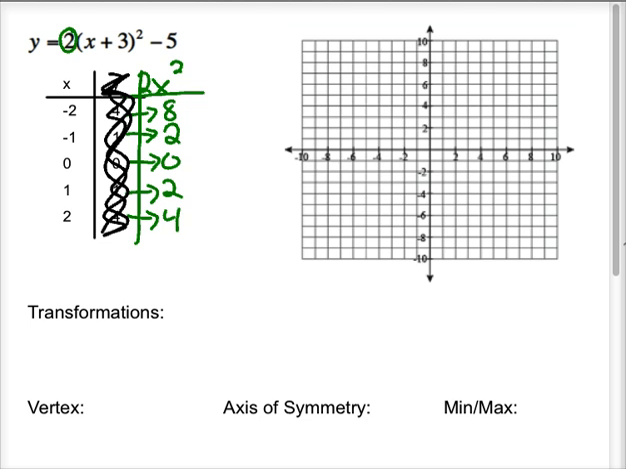Now, all we have to do is plot these. So negative 2, 8, negative 1, 2, 0, 0, 1, 2, and 2, 4. I'm sorry, I forgot to change that one. That should be an 8. 2, 8.